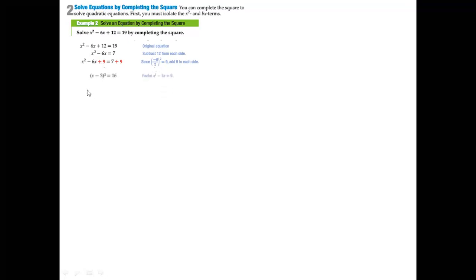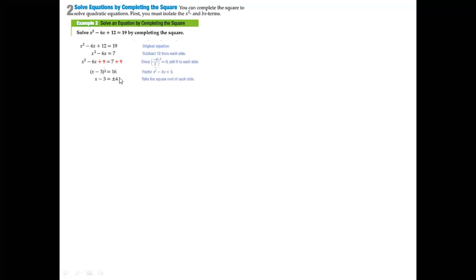Okay, so you simplify that a little bit, you get 16, and the left side is x minus 3 squared. Again, half the middle term is -3, and that's what you do. You have x minus 3, quantity squared is the factored form of the left side. 7 plus 9 is 16. Now you can solve this. Since the left side is a binomial squared, you could just take the square root of both sides.